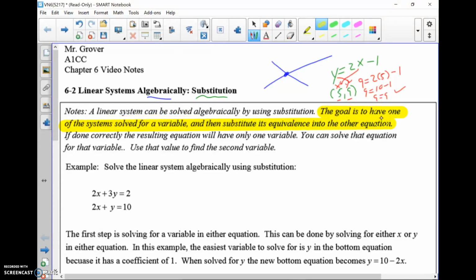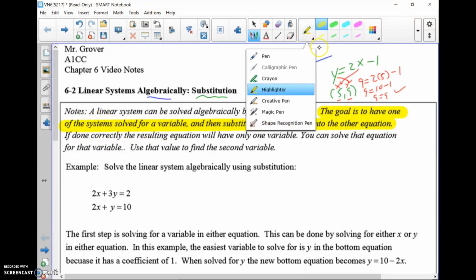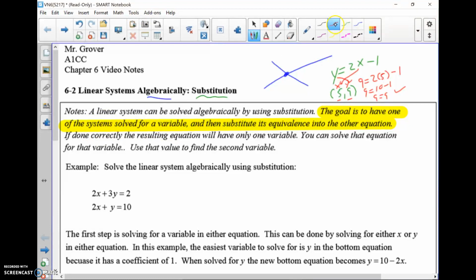So the goal is to have one of the systems solved for a variable. I think systems is probably the wrong word there. It's one of the equations solved for a variable. So let me cross that out and actually write equations. Together it's a system, but there are two equations in these systems. So we want to have one of the equations solved for a variable.